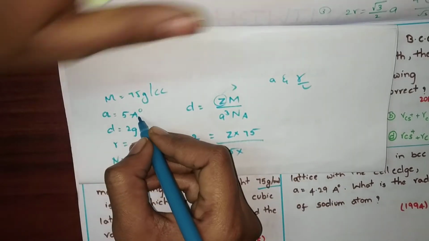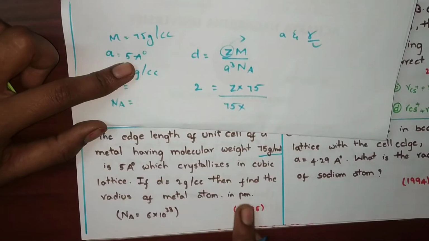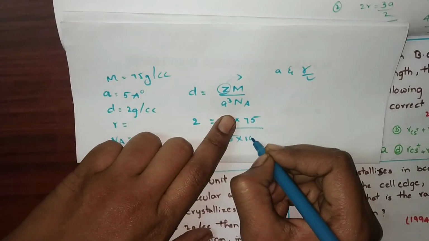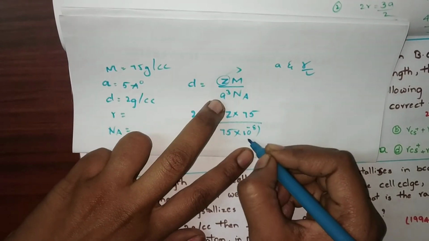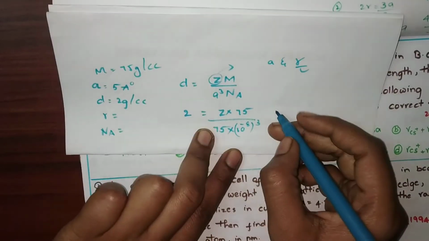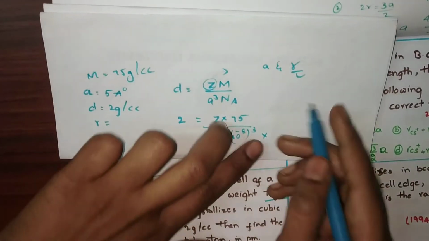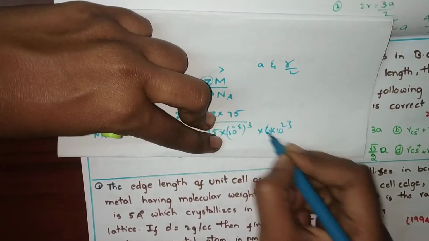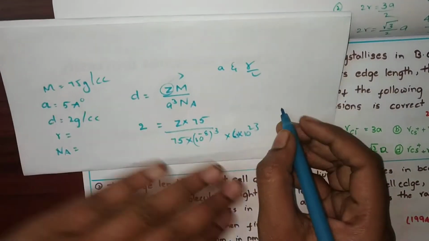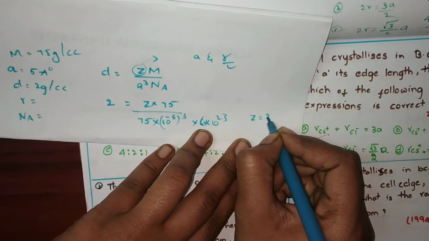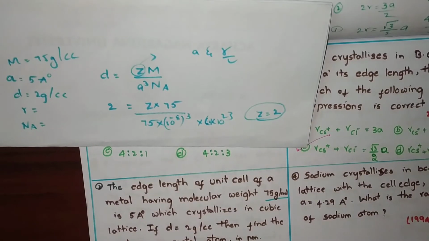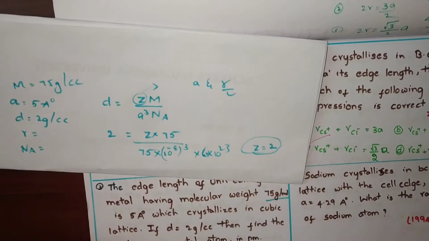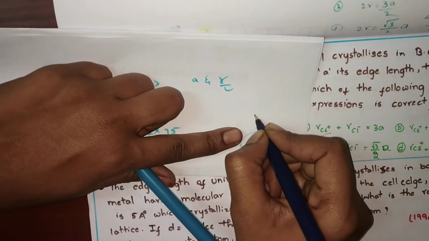75 into angstrom. Here angstrom is given. We want the answer in picometers. So convert this into centimeters: 10 to the power minus 8, whole cube, right? Whole cube into Avogadro number, 6 into 10 to the power 23. Solve all this. You will get Z value as 2. From this Z value, I can say that it is a BCC.